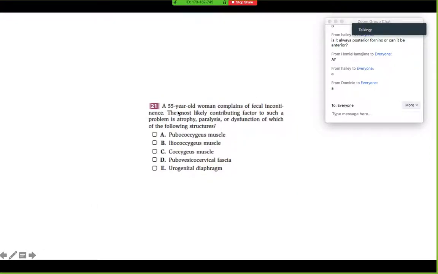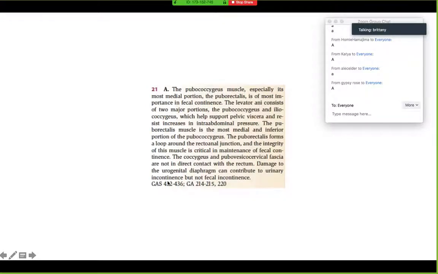Okay, next, a 55-year-old woman complains of fecal incontinence. The most likely contributing factor to such a problem is atrophy, paralysis, or dysfunction of which of the following structures? Okay, so the most correct answer is not listed here, and that's because if they listed the most correct answer, they'd give it away. So the correct answer is also a contributing factor. You guys are doing great. You got it. So the answer is A.